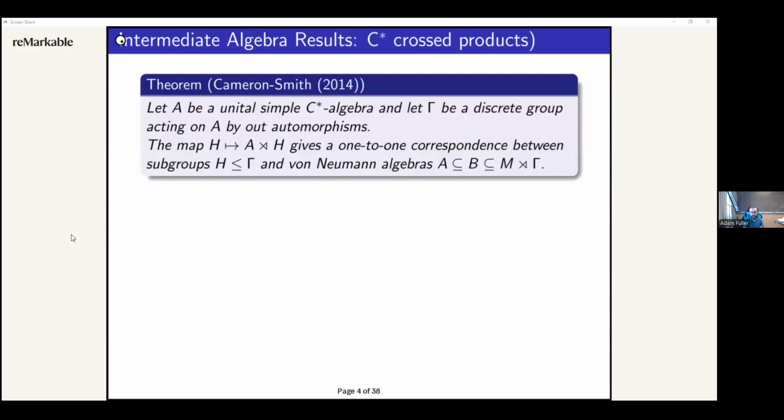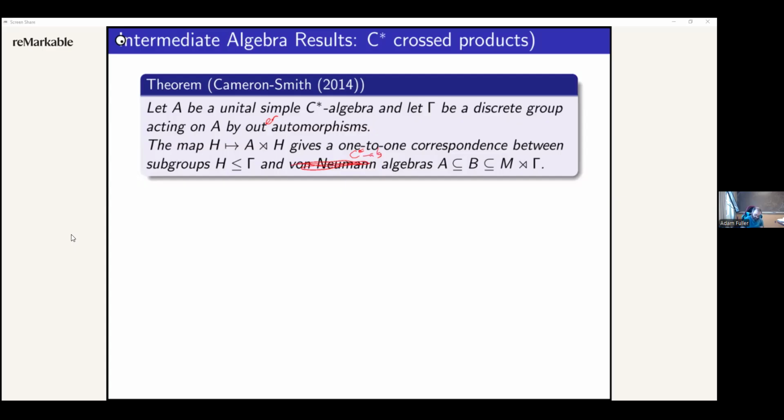On the C-star algebra side, there's a similar result due to Cameron and Smith, 2014. They showed if A was a unital simple C-star algebra and gamma was a discrete group acting by outer automorphisms, then again we have this one-to-one correspondence between the subgroups and the intermediate C-star algebras between them. This is a series of 3 papers Cameron and Smith wrote. They wrote 2 on similar problems in von Neumann algebras, generalizing the earlier paper by Izumi, Longo, and Popa, and then this last paper in C-star algebras. Really lovely series of 3 papers, which I read and have been rereading and citing for the last 11 years, it seems.